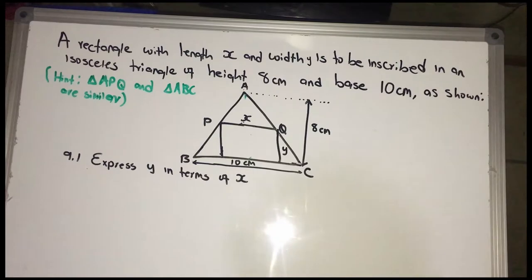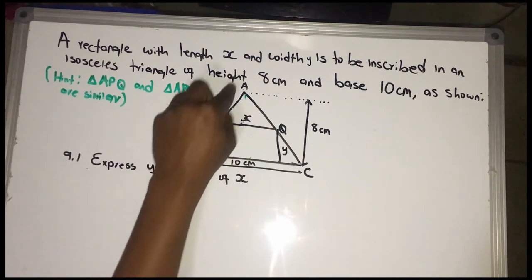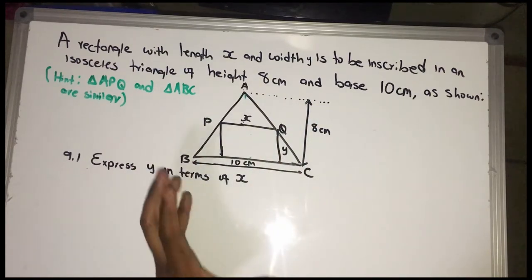Okay, so question involve application of differential calculus. So it's like that, so a rectangle with length x and width y is to be inscribed in an isosceles triangle of height 8 centimeters and base 10 centimeters as shown below. Okay, so the rectangle is inscribed, it will look like a triangle.